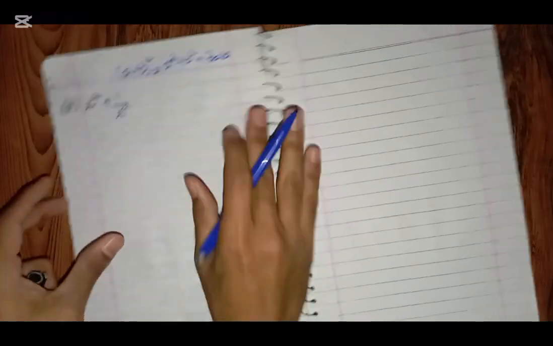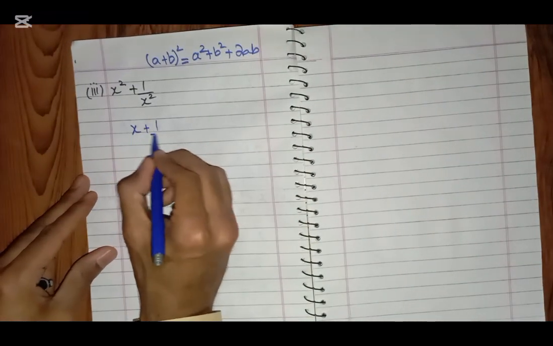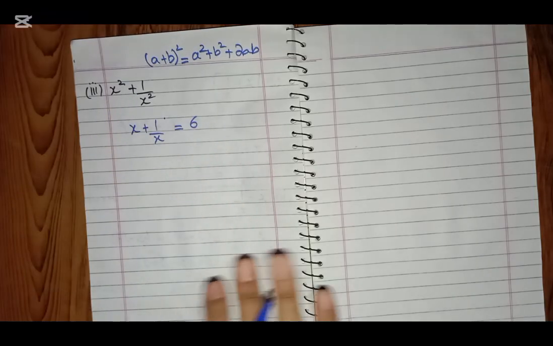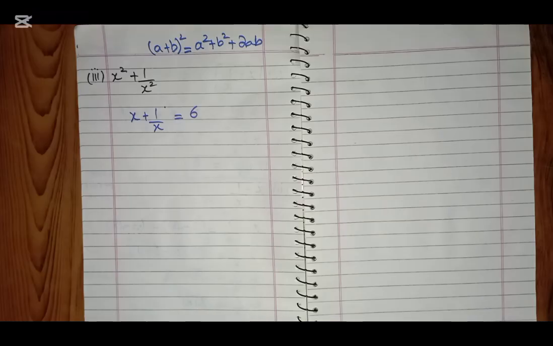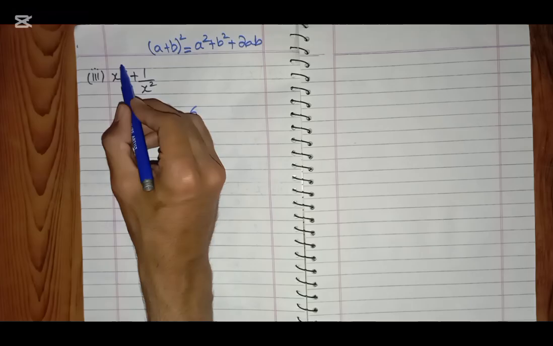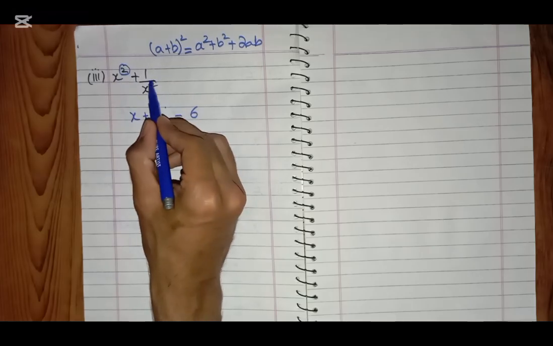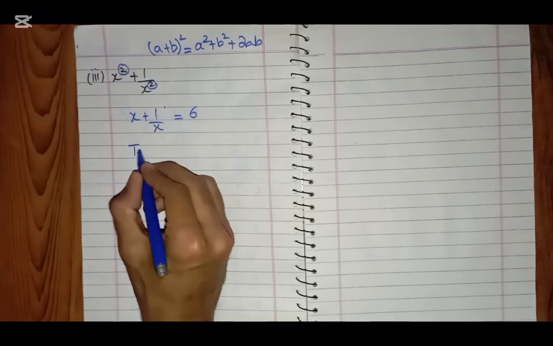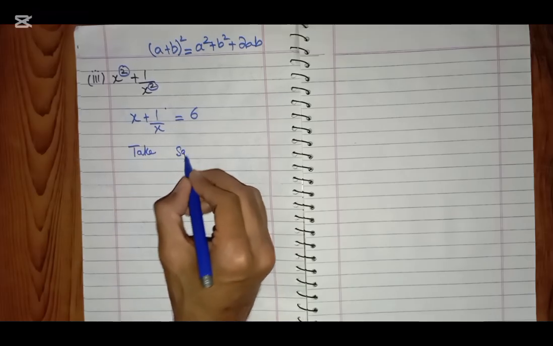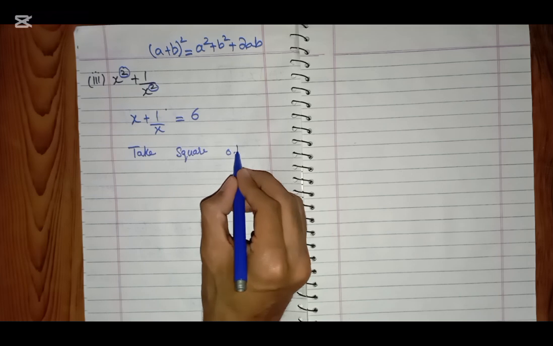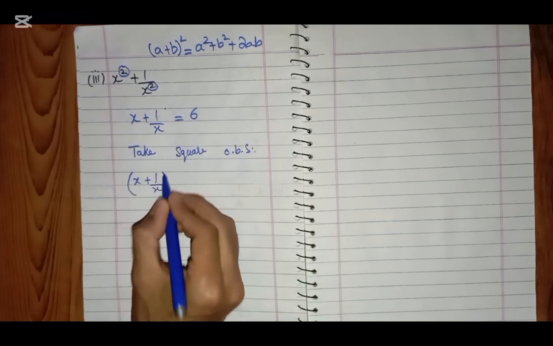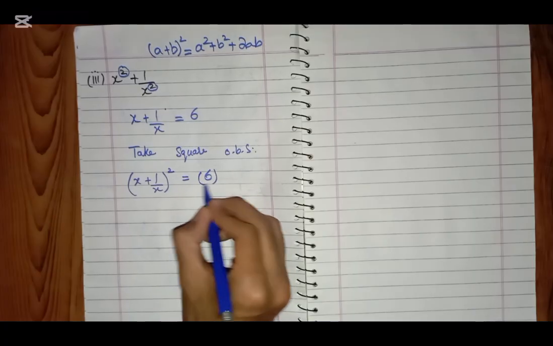We write there x plus 1 over x is equal to 6. We pick part number 1. Again, in this question you have to put part number 1, so you can get the answer of part number 3. For this, you see this is a power of 2, so you have to take power 2 on both sides. So you simply say take square on both sides. This is x plus 1 over x whole square, and this is 6 whole square.